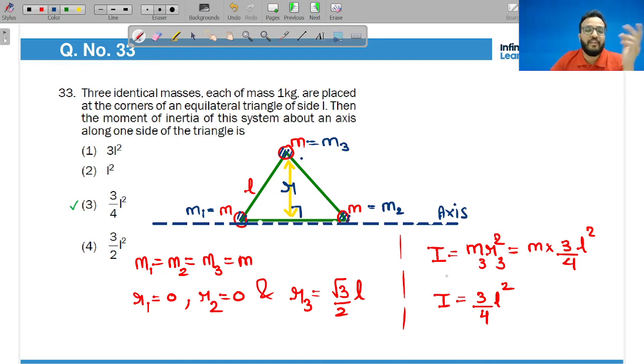You will say, sir, moment of inertia of m1 m2 will be 0, so only of m3 will be there. M3 r3 square, let's say this is r3, right? r1 is 0, r2 is 0, r3 is this. So you say moment of inertia will be m3 r3 square, and what is r3? r3 is root 3 L by 2. Now root 3 L by 2 whole square, this is going to become what? 3 by 4 L square. Why? Because mass is 1 kg. Do you understand this? So this is your moment of inertia, 3 by 4 L square.